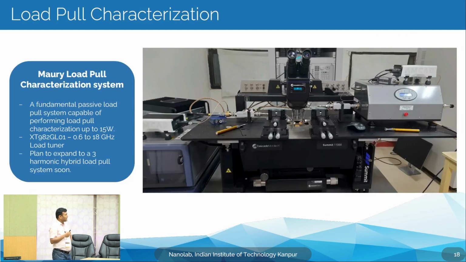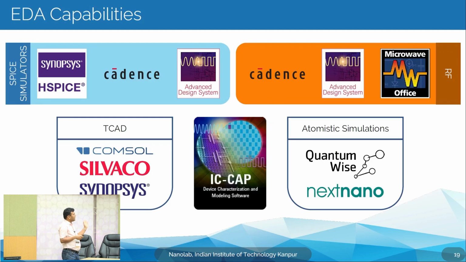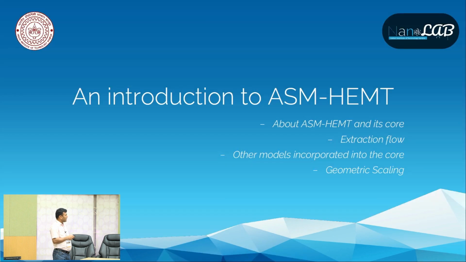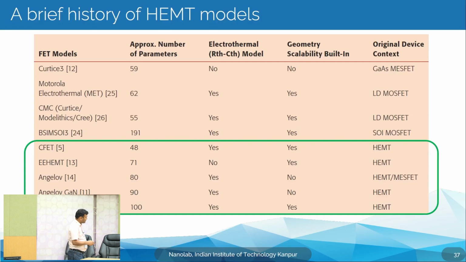And this is the load pull characterization system which we have from Mori. Again, it works very well with the MCAD system also. So this is a passive load pull. The power level goes up to 15 watt, and frequency is up to 18 gigahertz. The tuner works from 0.6 to 18 gigahertz, and yeah, we do plan to extend it. We have all types of software required for different simulations. Now let me come to the introduction to ASM HEMT.